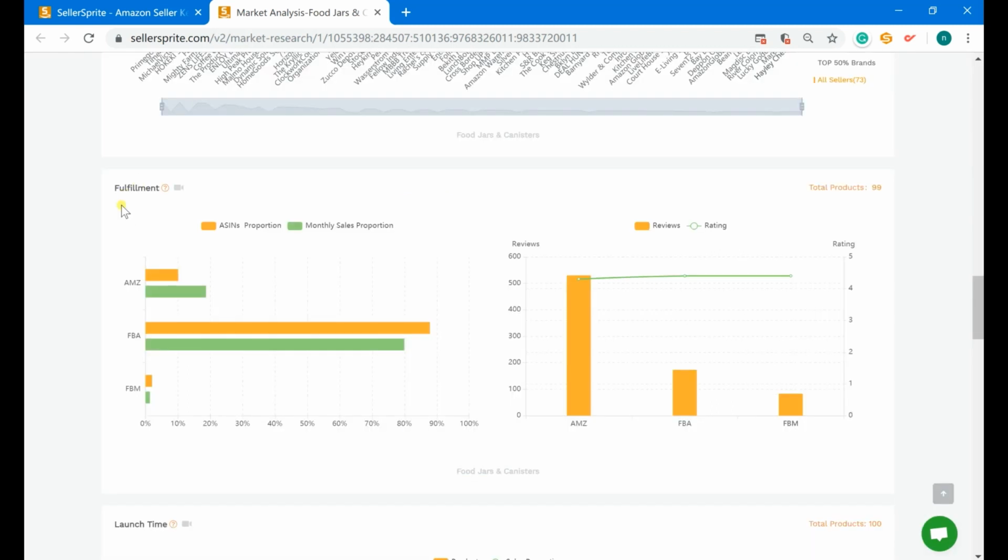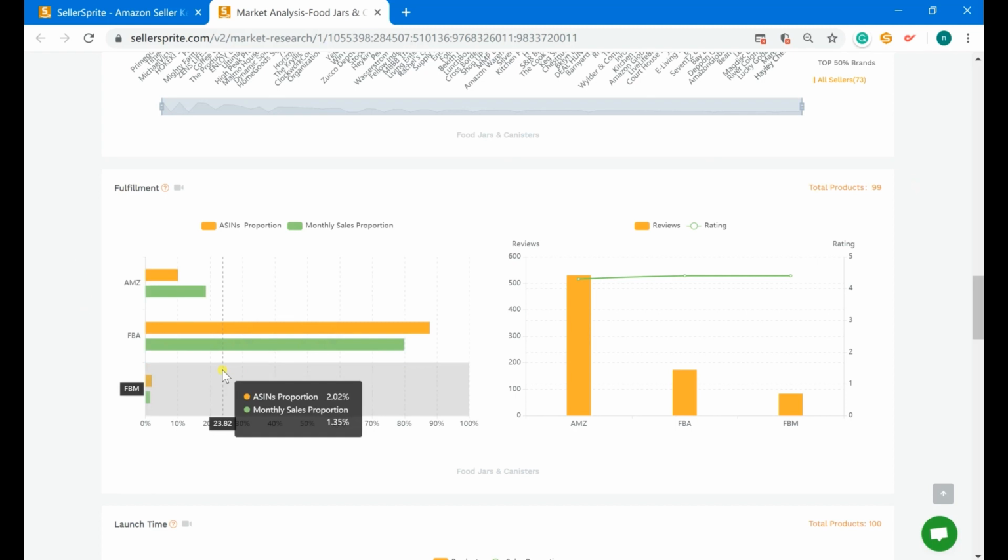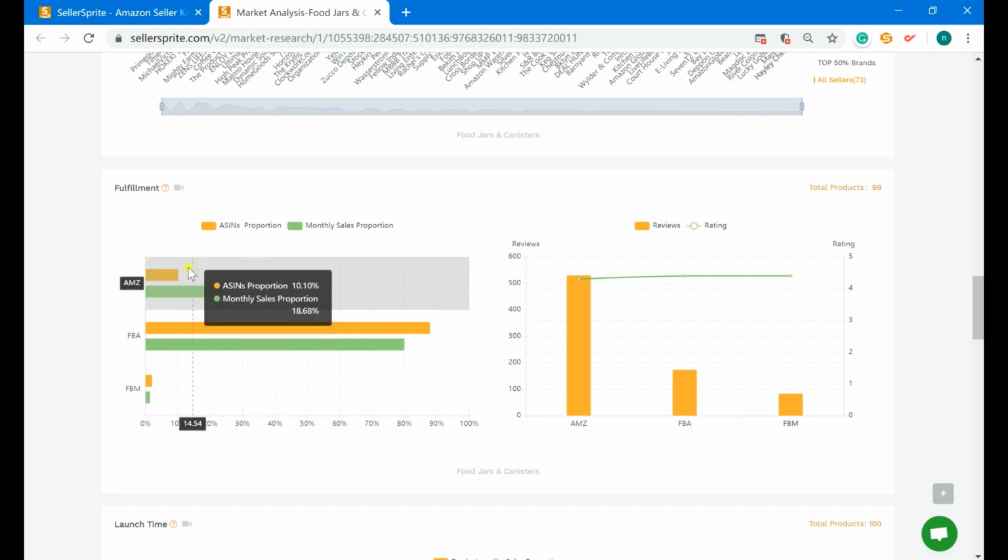Fulfillment. It has 2 charts. We can note through the left chart. This market has a sample size of 99 listings. Among them, products fulfilled by FBA account for the majority of quantity and sales volume. FBM is in the 3rd place, and Amazon is in the second place.